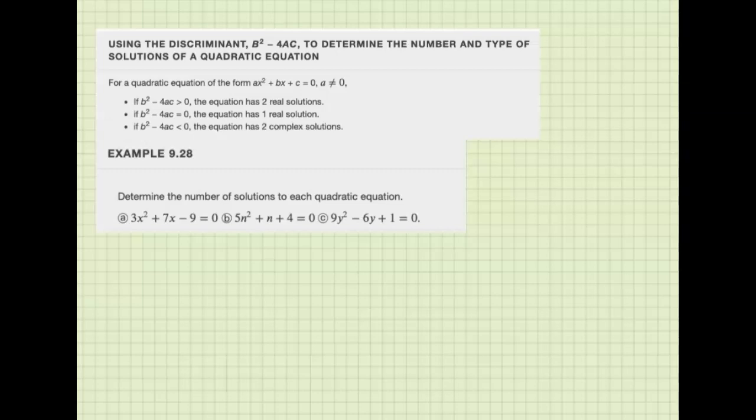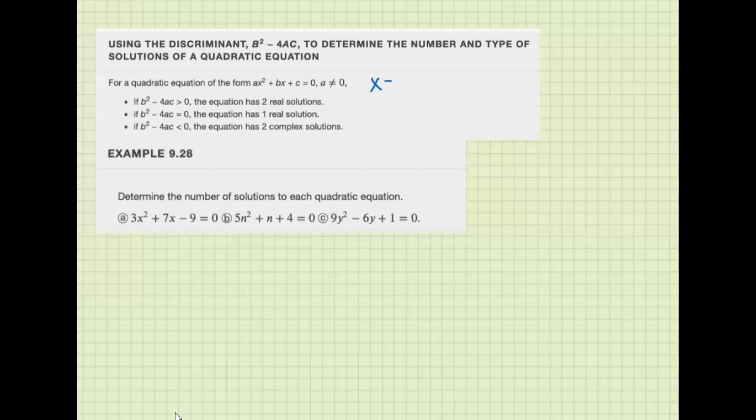Hello everyone. So sometimes we don't need to solve a quadratic equation. We just need to know what kind of solutions the quadratic equation has. In the examples that we've done previously, you saw that you can have three types of solutions. You can have two real solutions, one real solution, or two complex solutions with the i's. Okay? And that's determined by the b squared minus 4ac part of the equation, right?